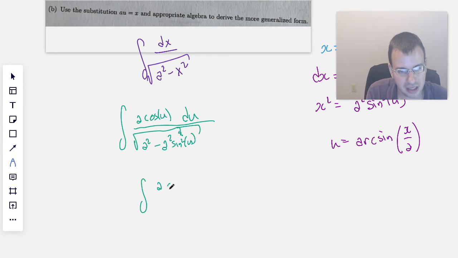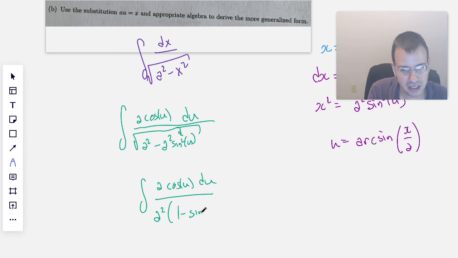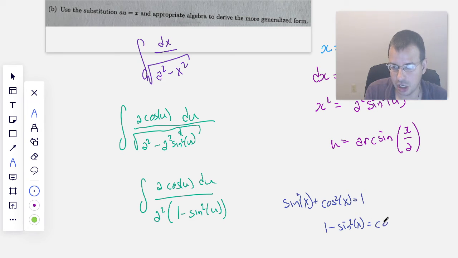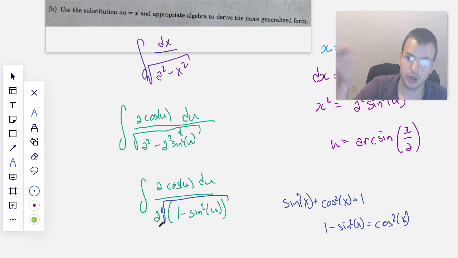So now what we can do for this is we pull out the a squared from under the radical. So we have a cosine of u du all over a squared times 1 minus sine squared of u. Now we can use the Pythagorean theorem here. We have sine squared of x plus cosine squared of x equals 1. Rearranging this, 1 minus sine squared of x, and I just use x here, but you can use any variable, is going to be cosine squared of x. This is also supposed to be under the radical, but the square root of a squared is just going to be a.